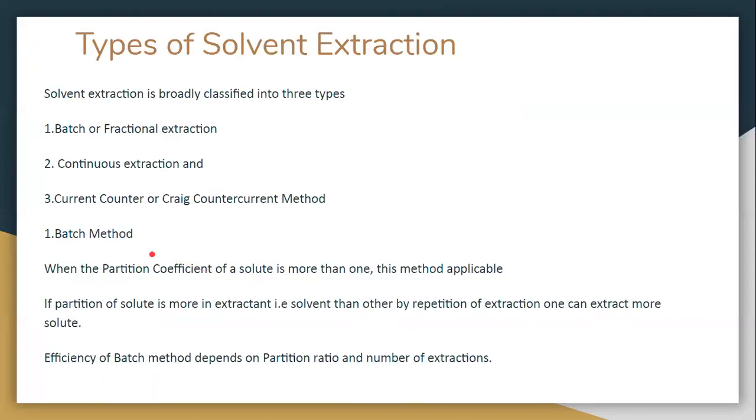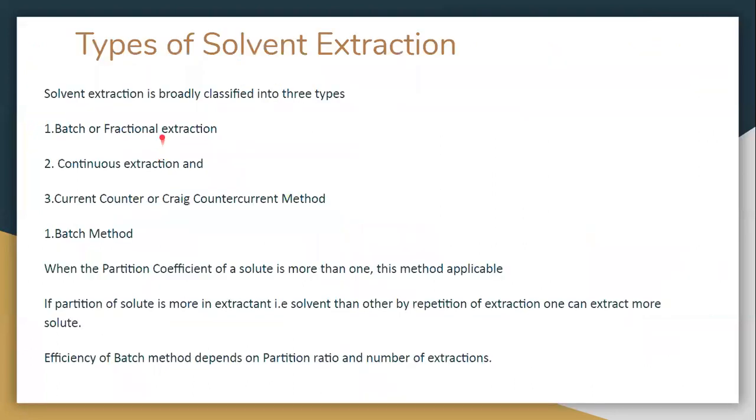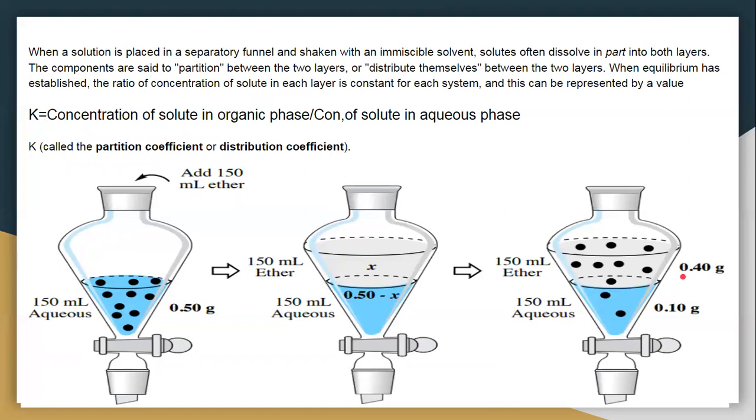When we apply these methods, the k value, the partition coefficient value, decides which method to adopt. If the k value is greater than 1, as in this case where the k value is almost 4, why? Because k is equal to the concentration of solute in the organic phase over the concentration of solute in the aqueous phase. The concentration is nothing but the amount of solute, so it can be taken as 0.4 over the concentration of solute in aqueous.